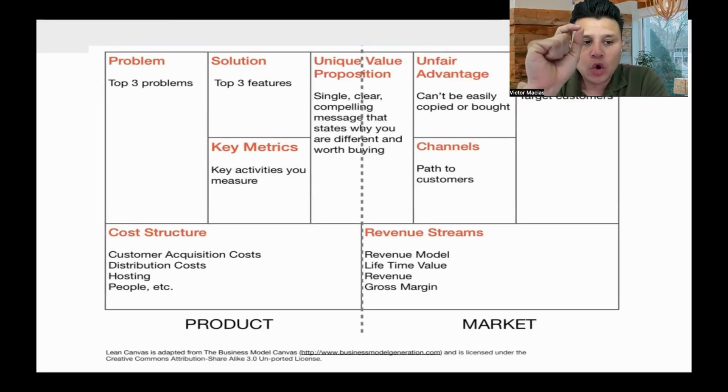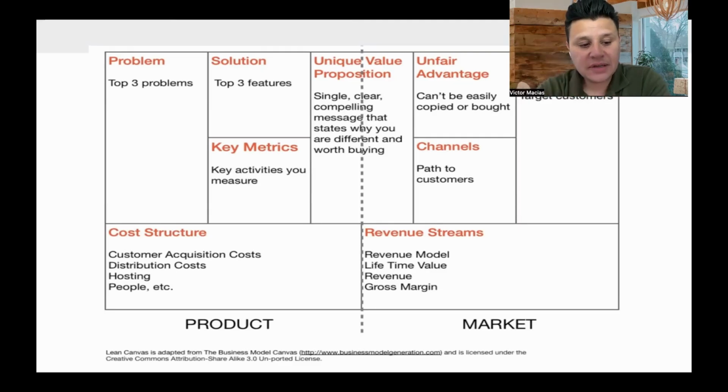So problem, we talked about what we assume the problems are that we're solving, right? What are the top 3 problems? And then solution, right? What's the business that we want to create? What are the top 3 features? Key metrics, how are we going to measure this? Unique value proposition, we're going to talk about this in a couple of slides, but what makes you unique? What makes you different? What makes you better?